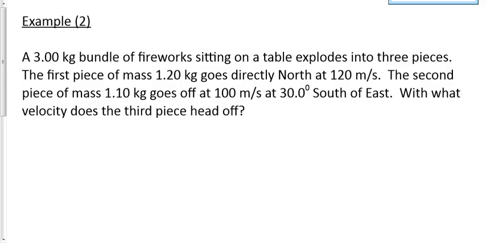Let's do example number 2. This one is a little different. You're going to see how it's a little bit different in a second here. This is a 3 kilogram fireworks bundle that sits on a table, exploding into 3 pieces. First piece, 1.2 kilograms, goes north. Second piece goes 30 degrees south of east. Third piece goes, I don't know. That's what we're trying to find there.